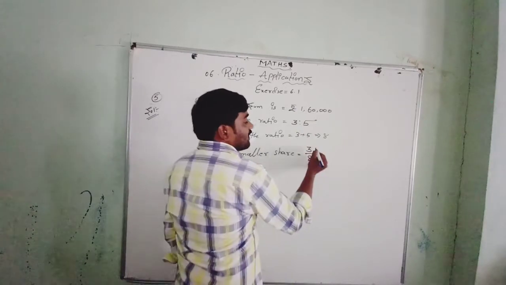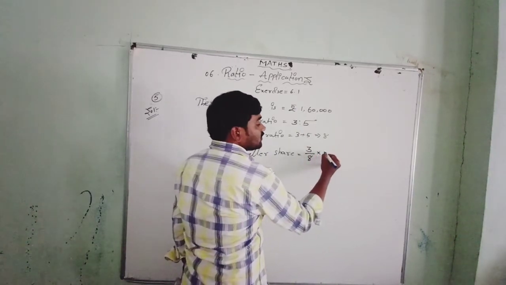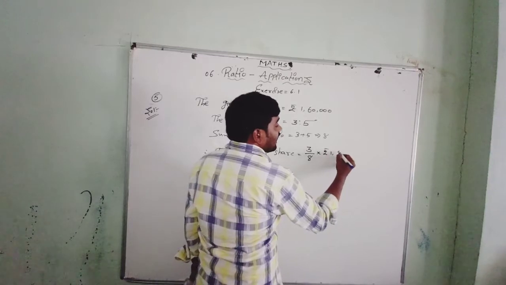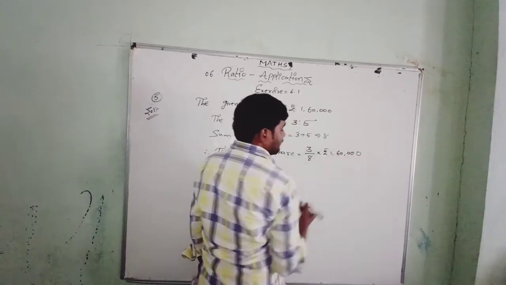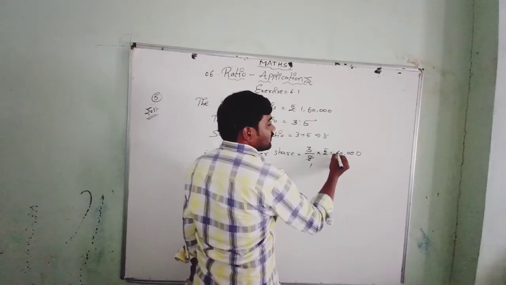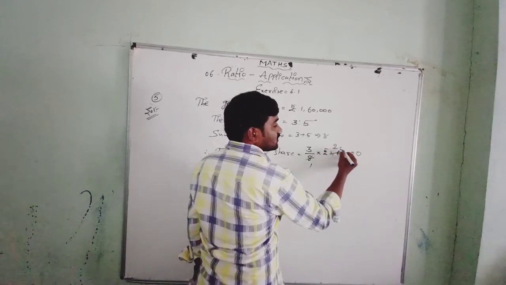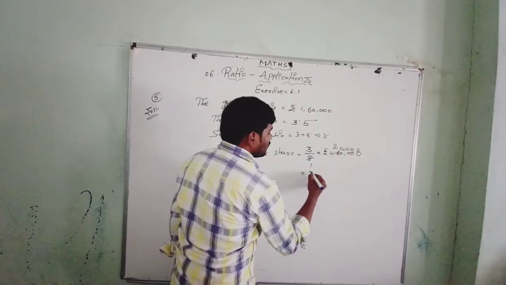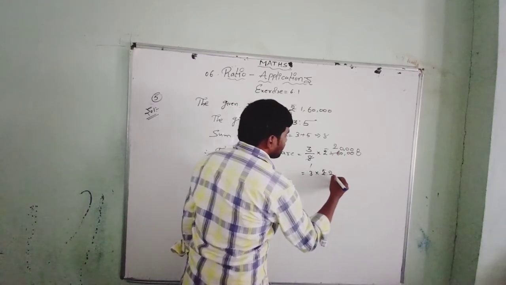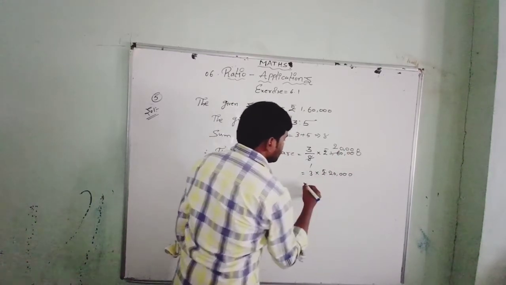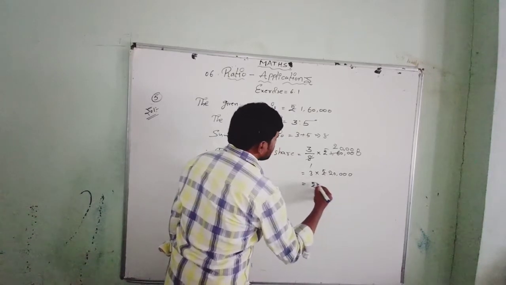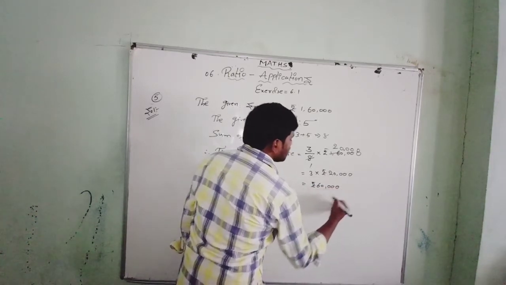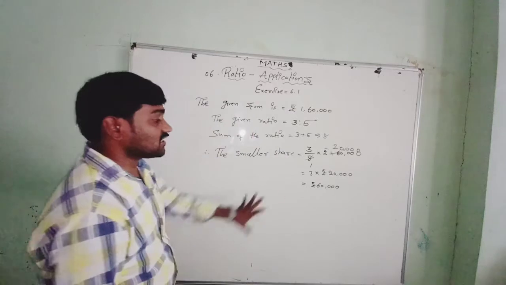So the smaller share is 3 out of 8 into rupees 1,60,000. 8 ones are 8, 8 twos are 16 and 4 zeros will be there, that is 20,000. So 3 into rupees 20,000, that is rupees 60,000. This is the smaller share.